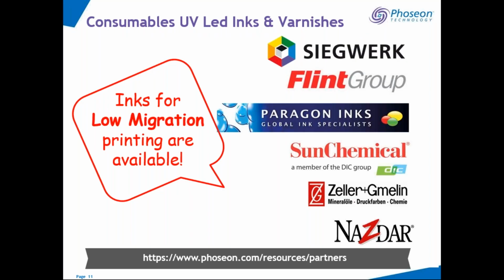Some of the partners that we work with, this is just a strong list, but if you go to Phoseon.com and our resources, you'll be able to see all of our partners. We work very closely with Sea Works, Flint, Paragon, Sun Chemical, Nazdar, and Zeller Gmelin, and we enjoy our partnerships because it all has to come together in a final solution. It can't just be about the curing solution one at a time, but about thinking through the press, the ink, the substrate, and the variables we have to understand to make sure you're getting a good product at the end.